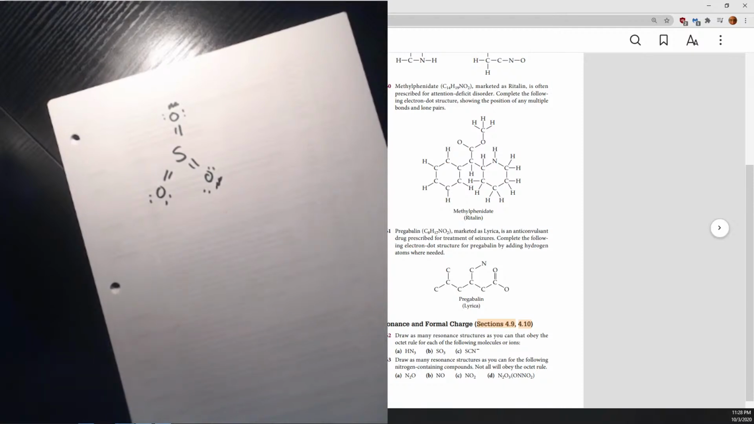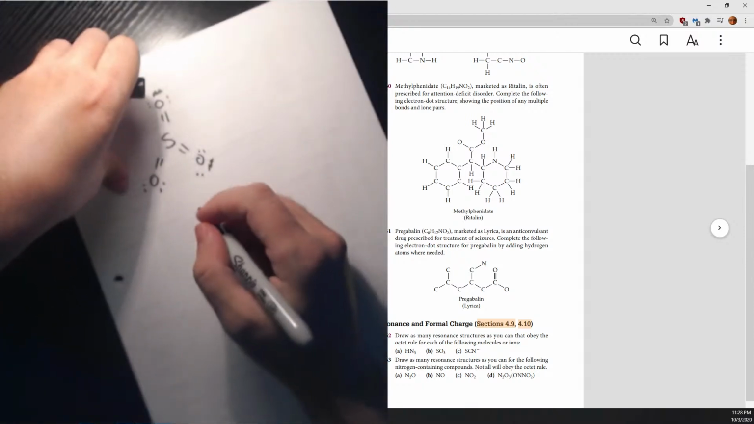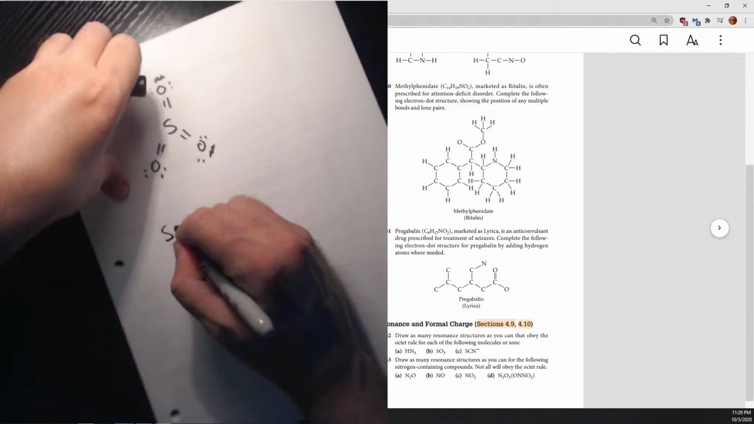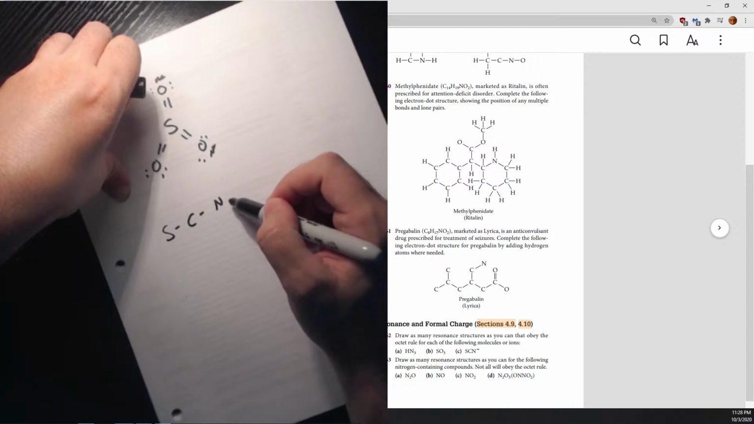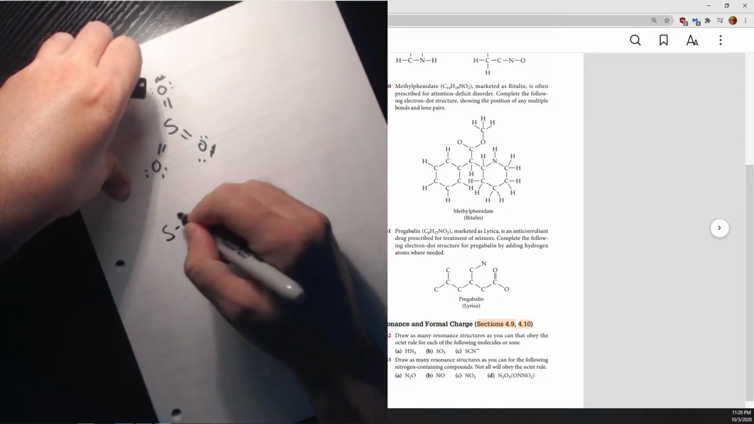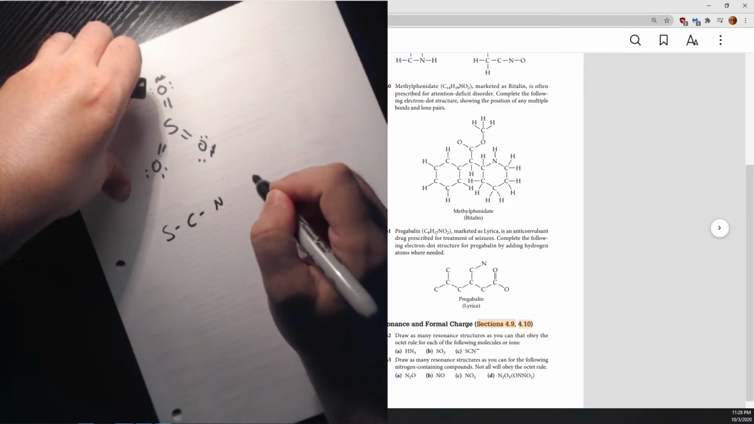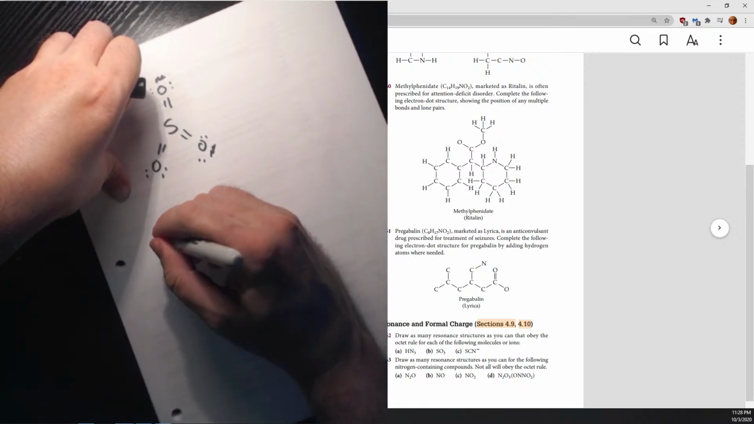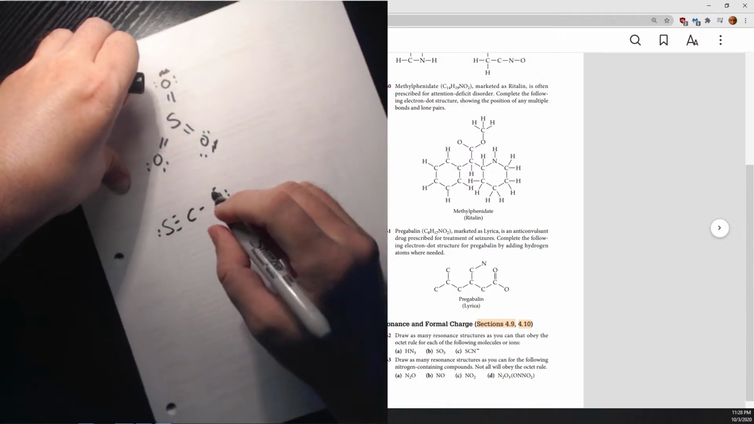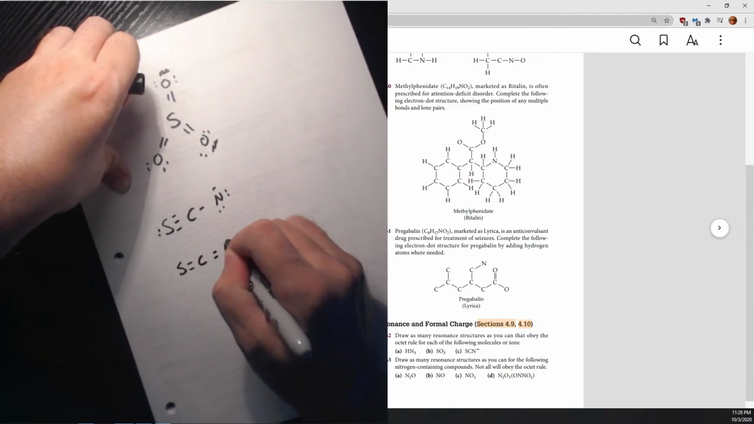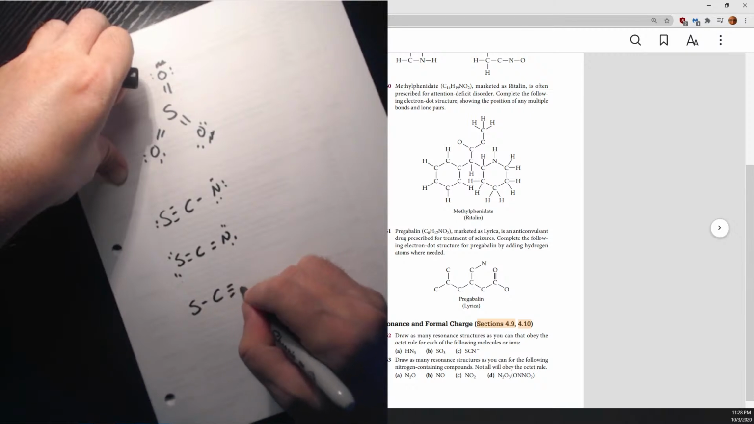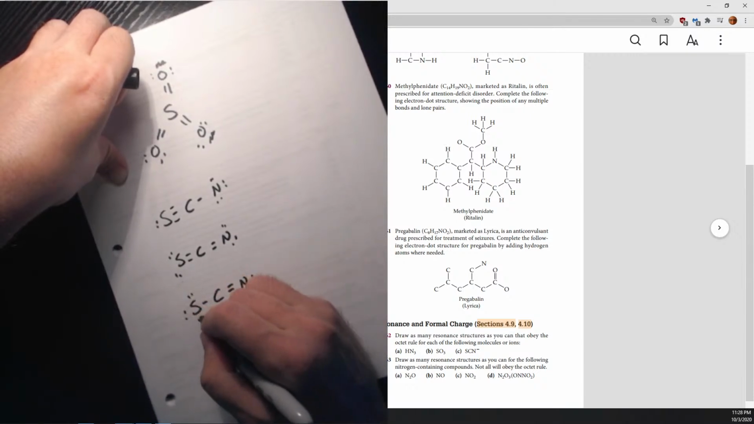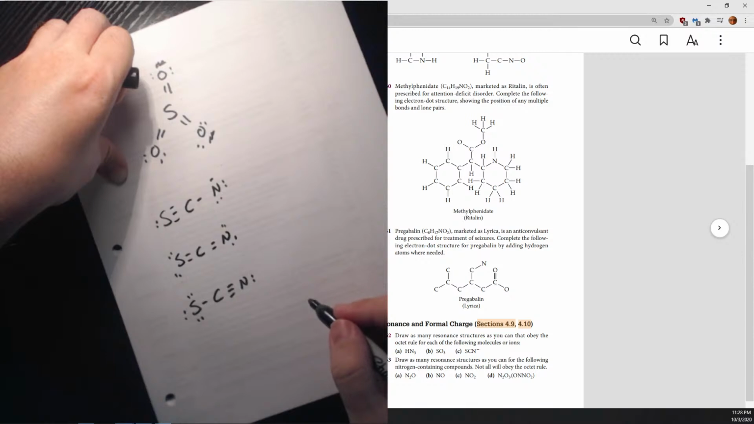Next up, SCN1-, thiocyanate. So 6 + 4 + 5 is 15, and 1 more makes 16. 2, 4, 6, 8, 10, 12, 14, 16. Okay, so these are the 3 structures that they are expecting us to come up with for thiocyanate. This one's very straightforward.